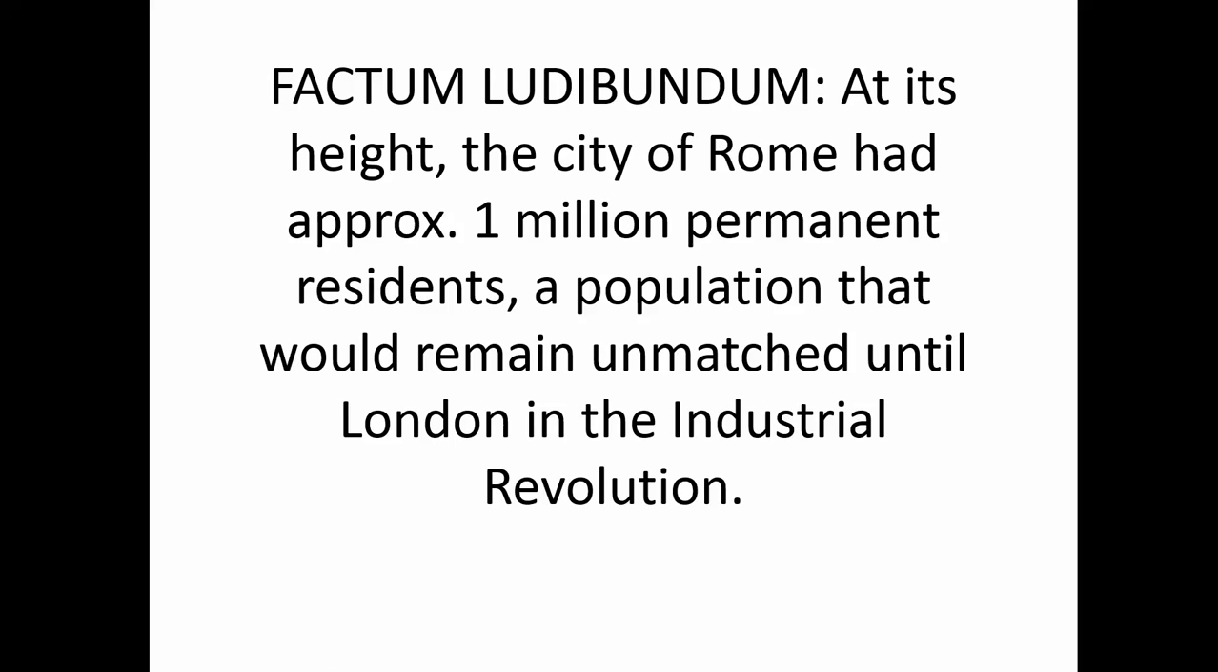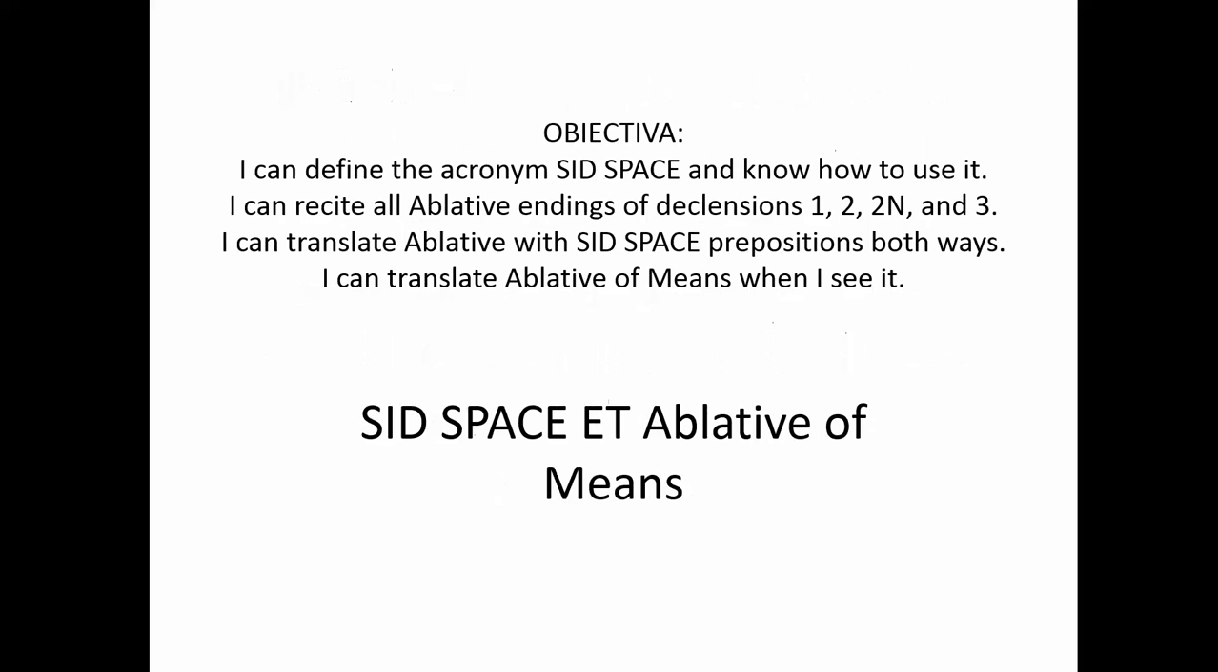A little fun fact for you to start off this video. At its height, the city of Rome had approximately 1 million permanent residents. This was a population that would remain unmatched until London in the Industrial Revolution, basically. So, until almost the 1800s in London. That's crazy. City was huge.